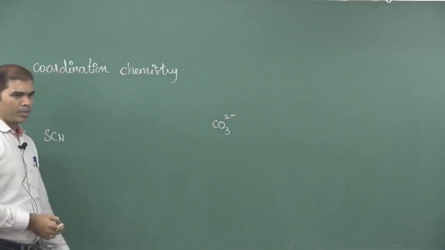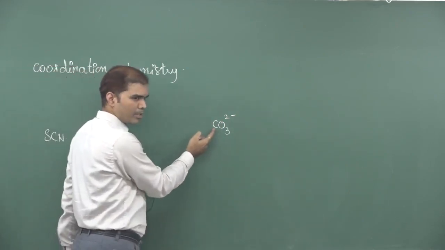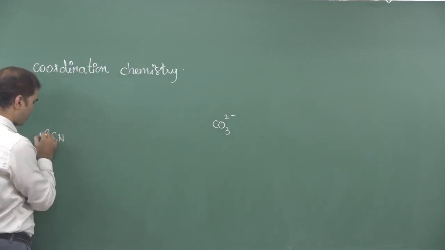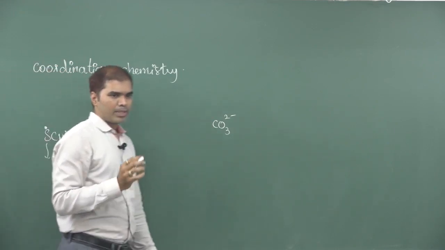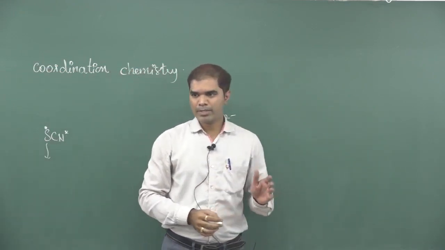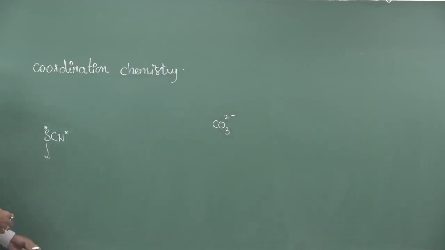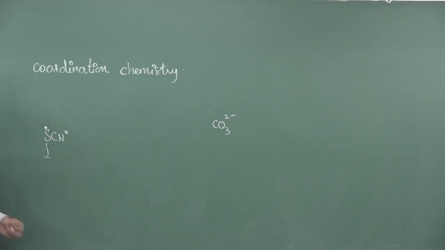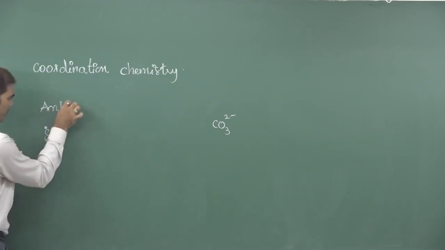Now here I am taking two different types of ligands. One is thiocyanato, another one is carbonato. Suppose I choose thiocyanato. In this case sulfur can be a donor, and even nitrogen can be a donor. But at any given point of time, only one of the donor atoms will bind to the metal. Both cannot bind at a time. Such ligands we call ambidentate ligands.